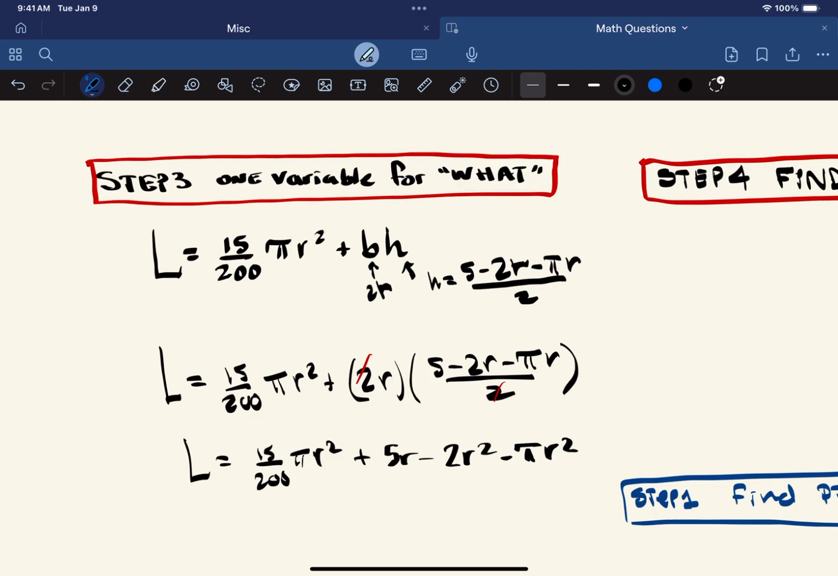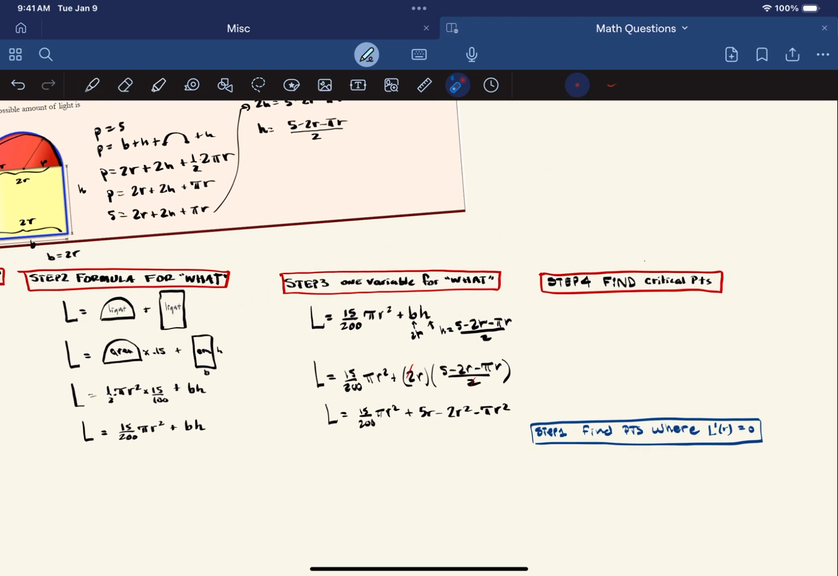And look what we have. We have the thing that we're trying to maximize, which is L, and we only have one variable. L depends on only one variable, and that is R. There's no other variables on this. And that right there, that's a beautiful thing. Okay? And then we're done with step 3.